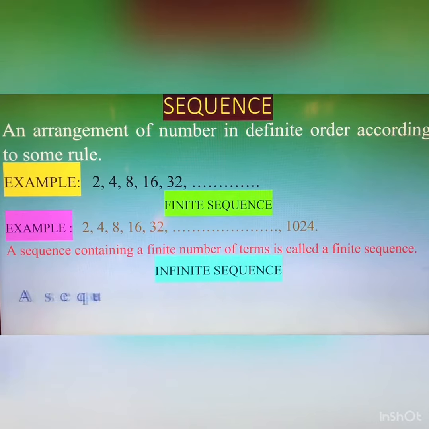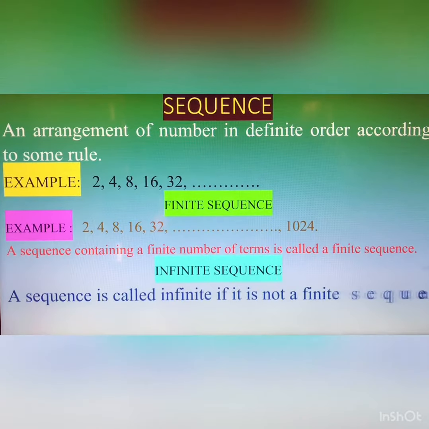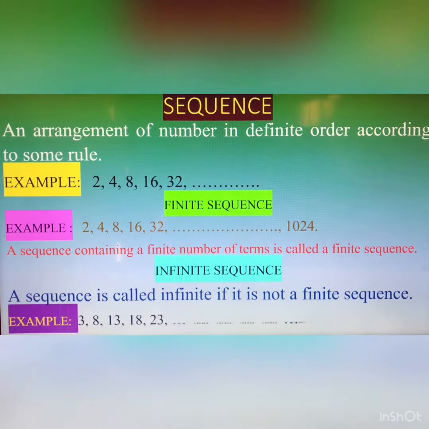Infinite sequence. A sequence is called infinite if it is not a finite sequence. It means if the numbers in the sequence are not fixed, that is, they continue running up to infinity, then that type of sequence is known as an infinite sequence. For example, 3, 8, 13, 18, 23 and so on up to infinity. So this sequence is known as an infinite sequence.